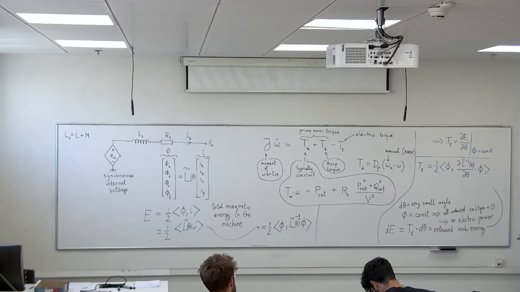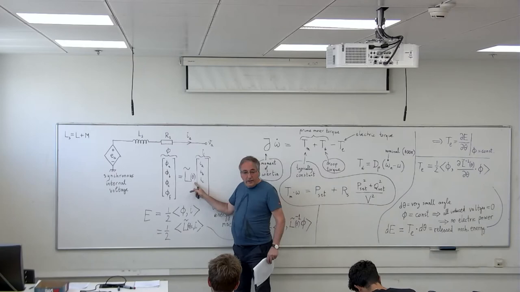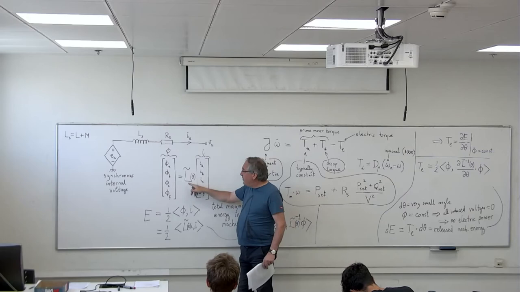Now comes an interesting question. How do you differentiate the inverse of a matrix if you know how to differentiate the matrix itself? Because in our case, we know the expression of L of theta. I don't write it, but we wrote it last time in the previous lecture. We know what L of theta is.